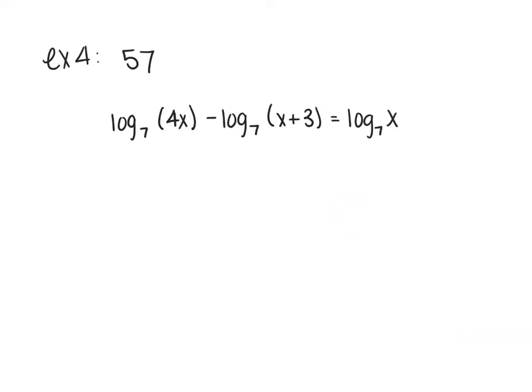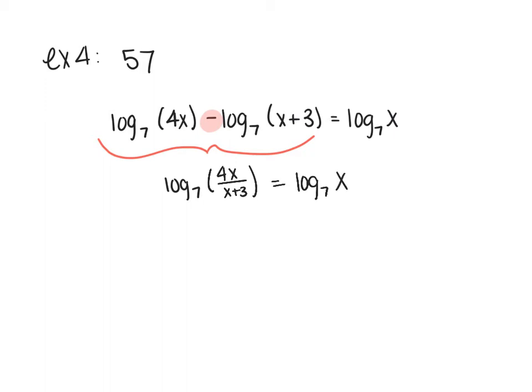Last one, a whole bunch of logs. All you're going to do is go through and condense everything down. So on the left, I'm going to condense this thing, make it 1 log, and since they have the same base, I'm good. So I have log 7. That is subtraction, so it's going to turn into division. I have 4x over x plus 3, and then equals log 7 of x.